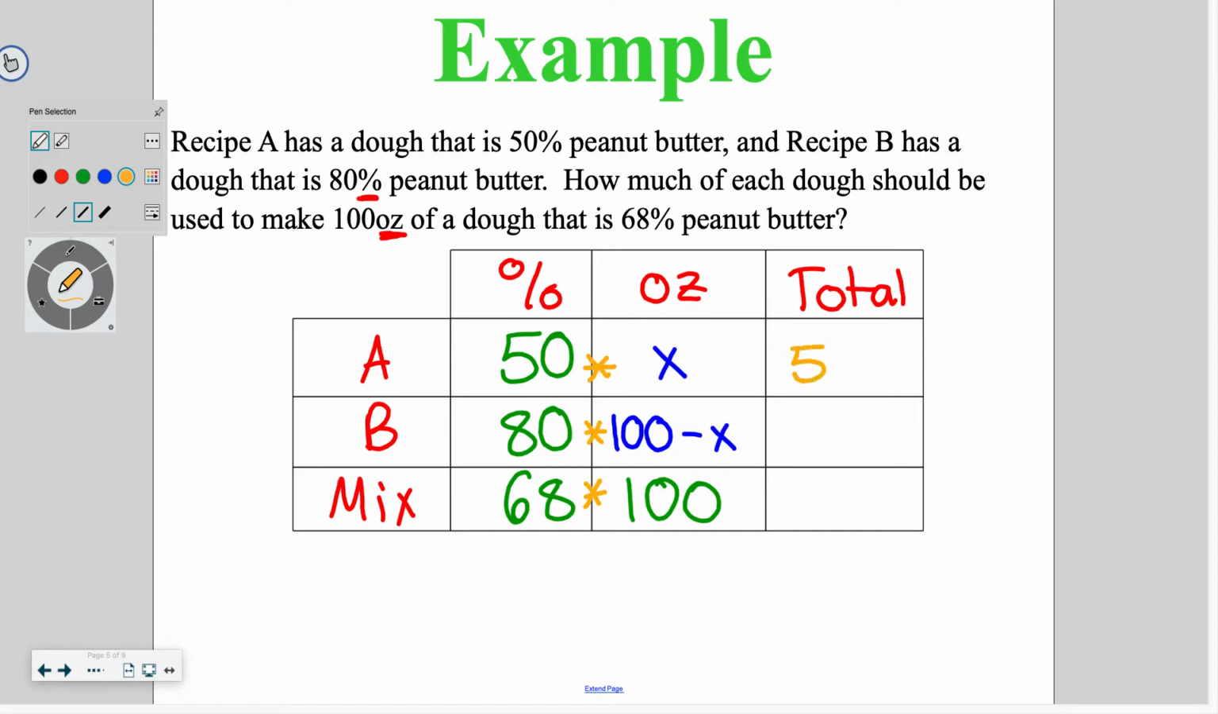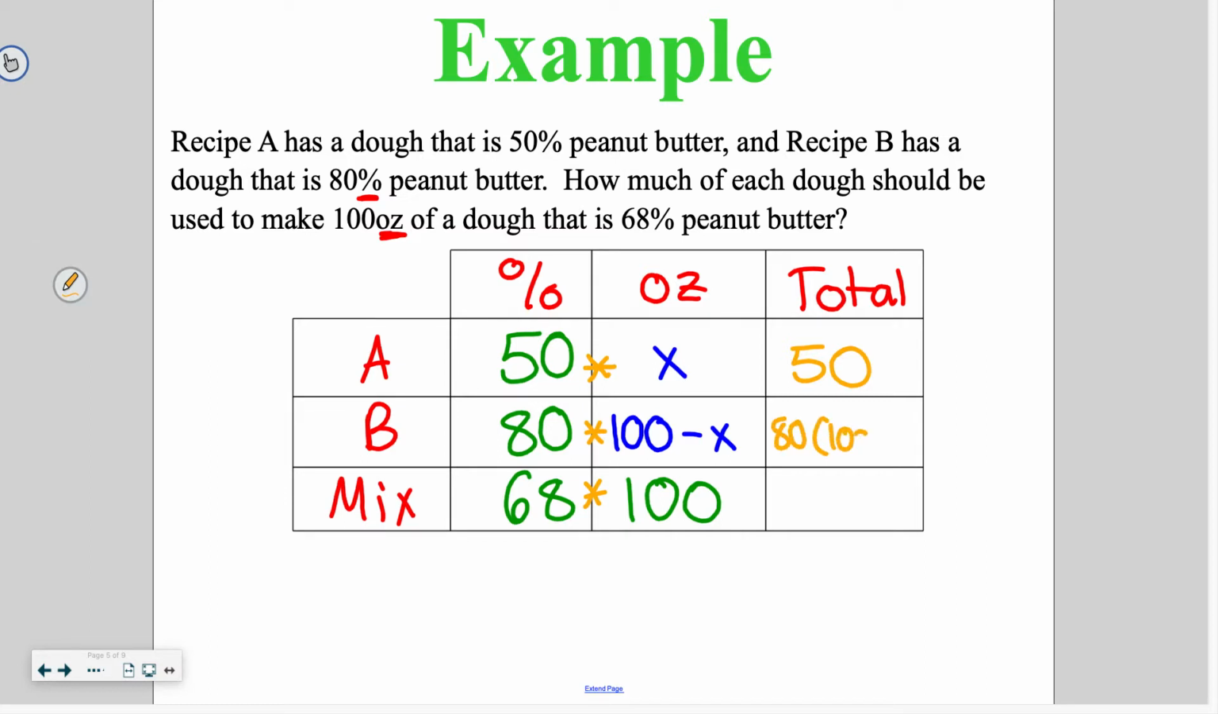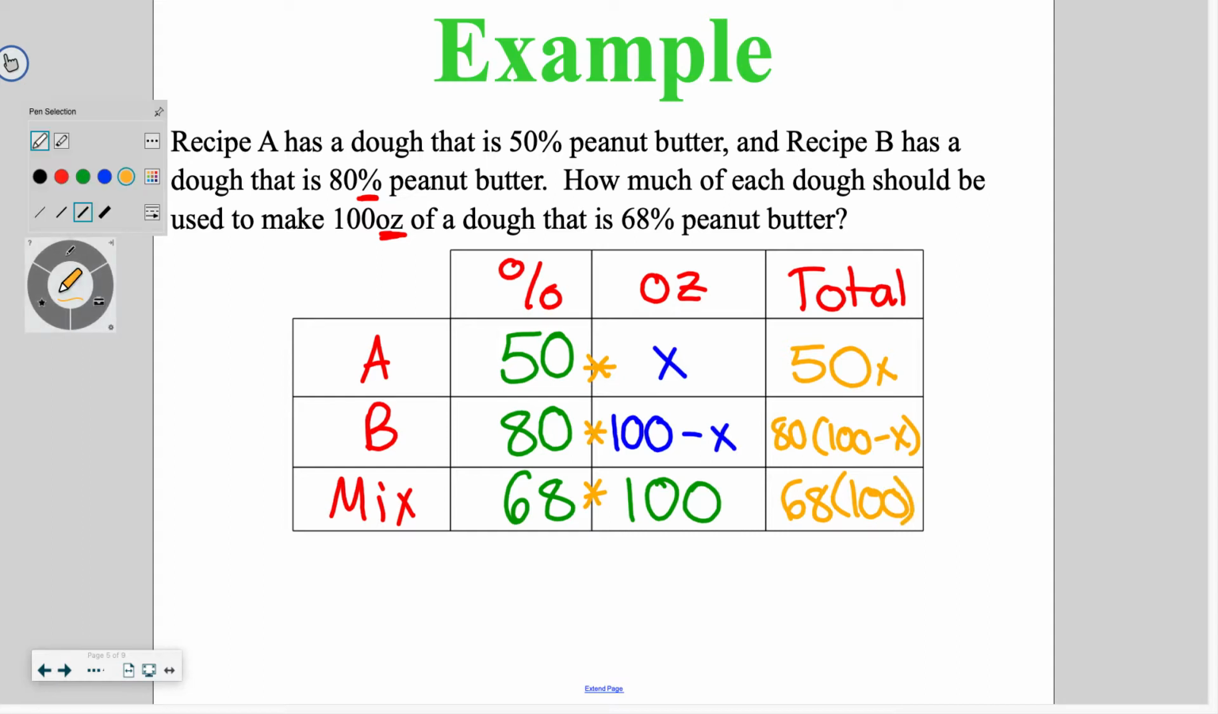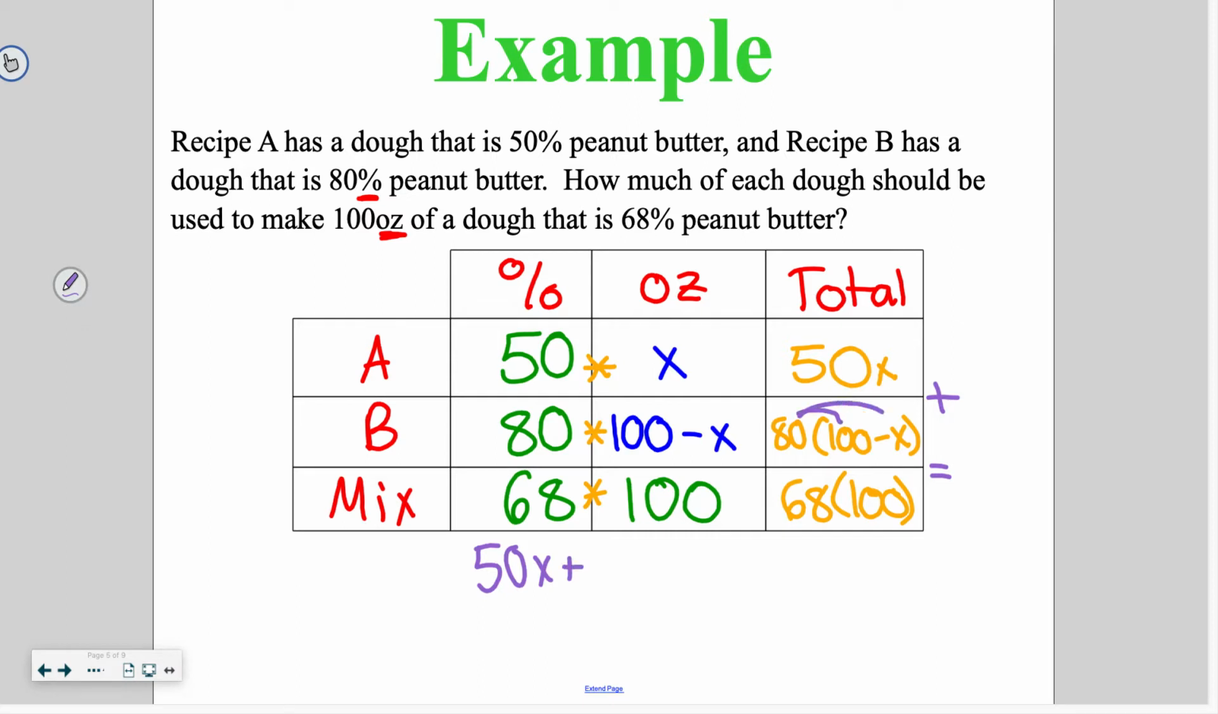So we've got 50x, and then we've got 80 times (100 minus x), and then we've got 68 times 100. In order to solve the problem, we need to set up our equation by adding the top two and setting them equal to the middle one. So I've got 50x plus, using distributive property, 8,000 minus 80x is equal to 6,800.